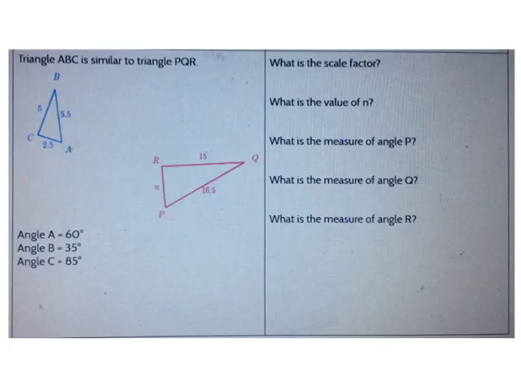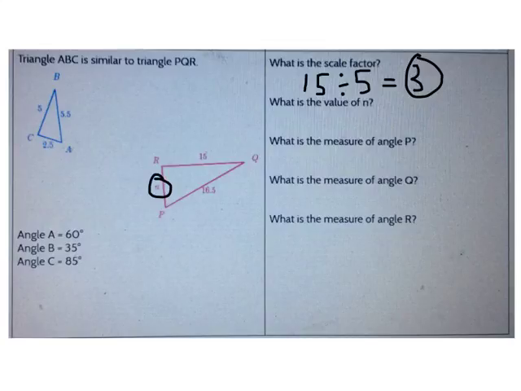Let's do another one together. Triangle ABC is similar to triangle PQR. What's the scale factor? Well, I can divide 15 divided by 5 to find that the scale factor is 3. So what's the value of N? I need to multiply 2.5, 2 and 5/10, times 3. That's 7 and 5/10.